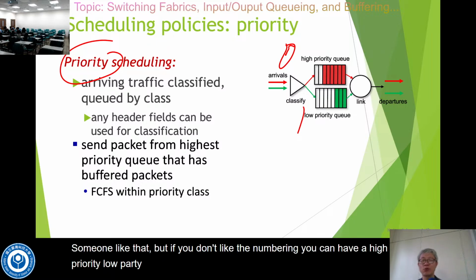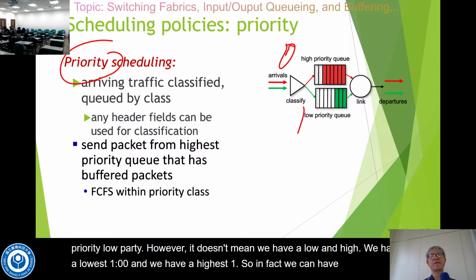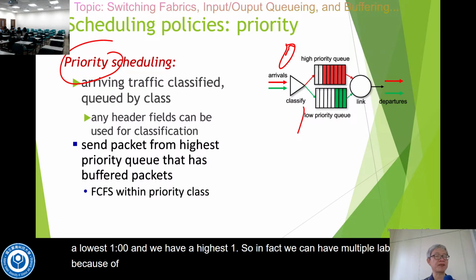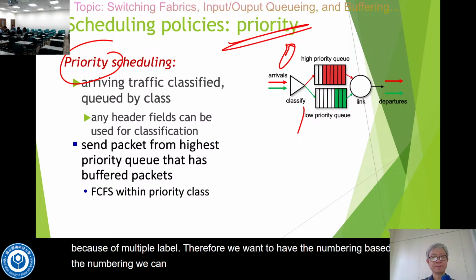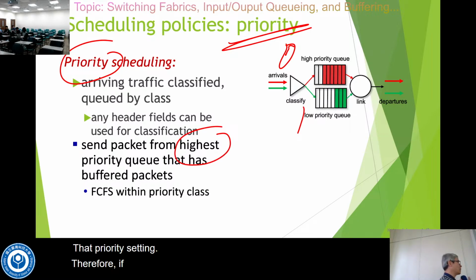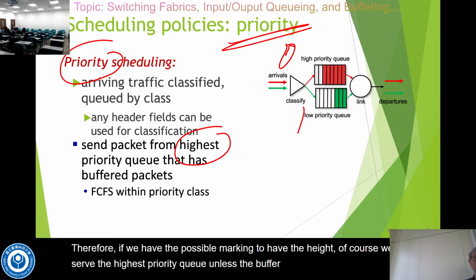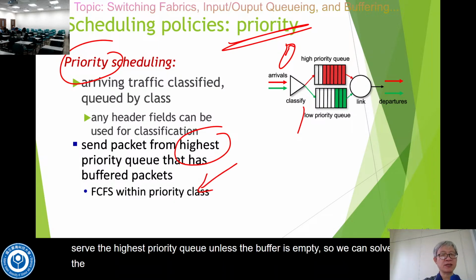However, it doesn't mean we only have low and high. We have the lowest one and we have the highest one. So in fact, we can have multiple labels. Because of multiple labels, we want to have the numbering. Based on the numbering, we can implement that priority setting. Therefore, if we have the possible marking to identify the highest one, of course, we serve the highest priority queue first, unless the buffer is empty. Then we can serve the next priority and so on. So we have the priority.